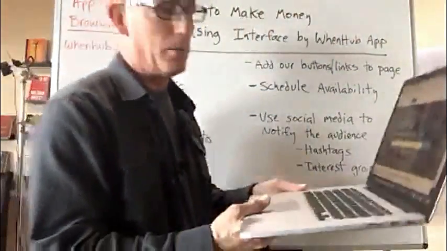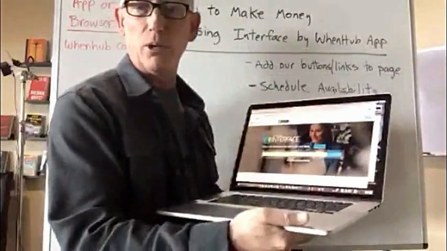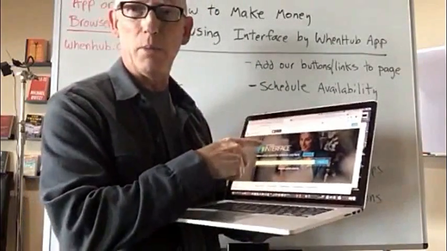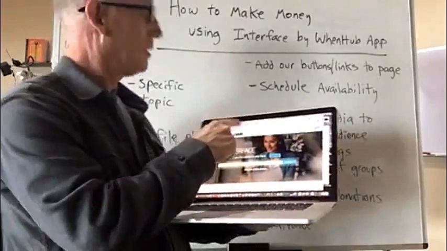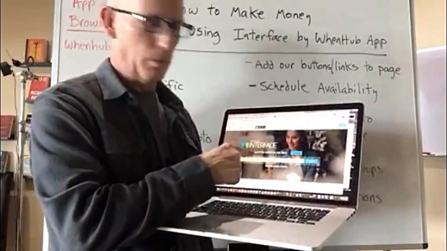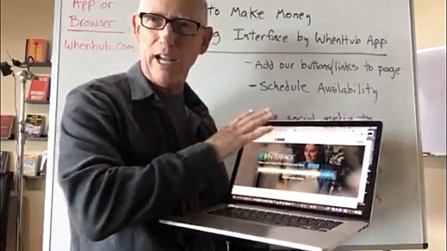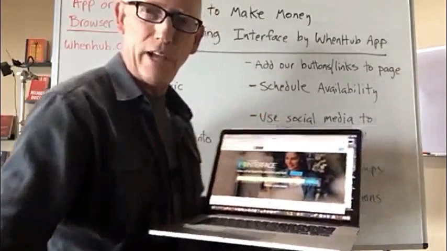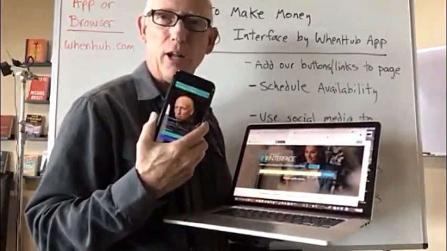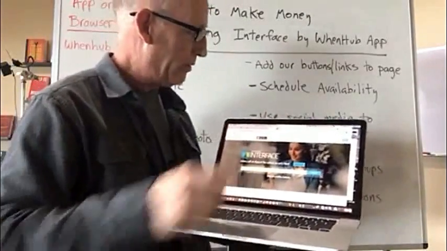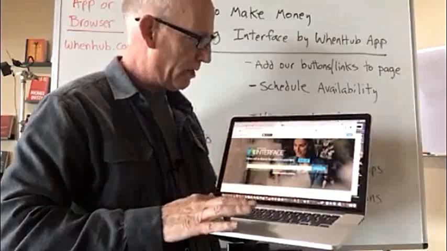So here's how you would do that if you wanted to add a button. You would go to your laptop. You would go to WhenHub.com. You would go to the search post, and let's say that you've already created a profile. So this next part depends on the fact that you've already created a profile on the Interface app. If you have, you can search for your profile here.